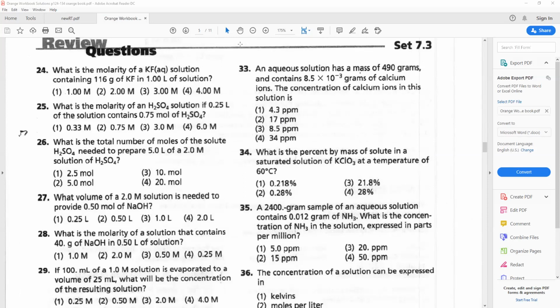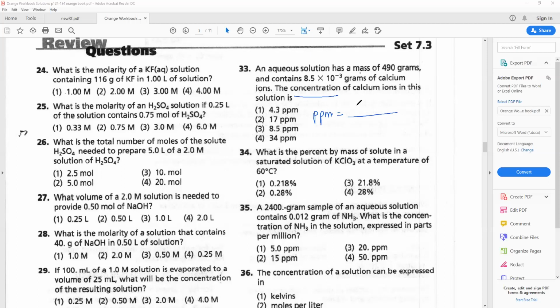It says to calculate: an aqueous solution has a mass of 490 grams and it contains 8.5 times 10 to the negative 3 grams of calcium ions. The concentration of calcium ions. So they want the concentration, but they don't tell us the units. But we're going to see the choices are in ppm. Therefore, we have to calculate the parts per million.